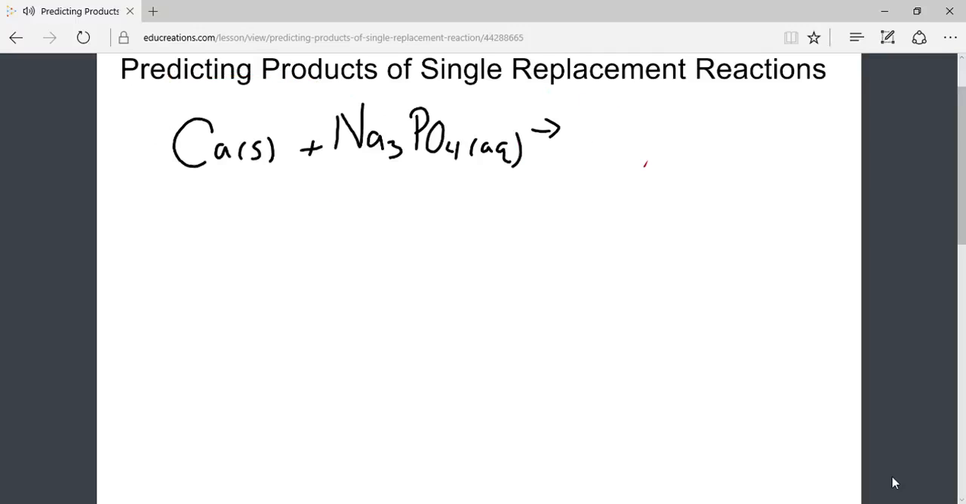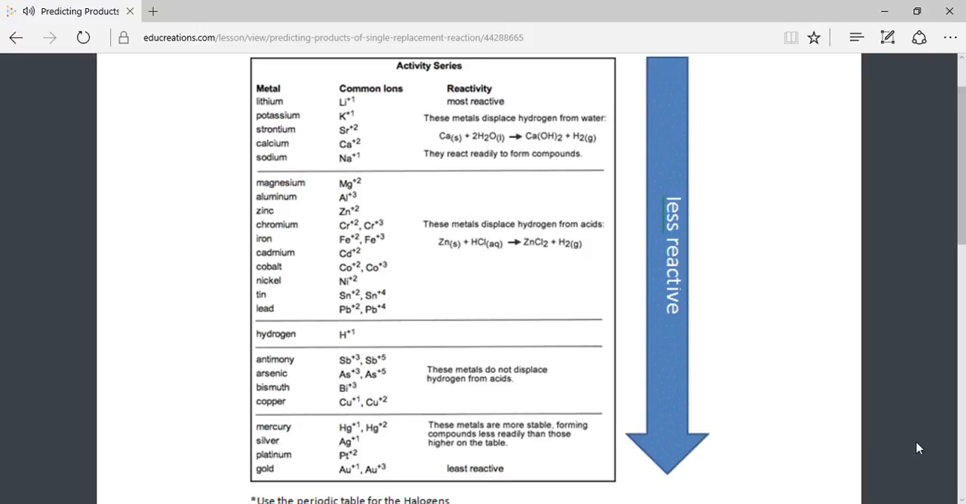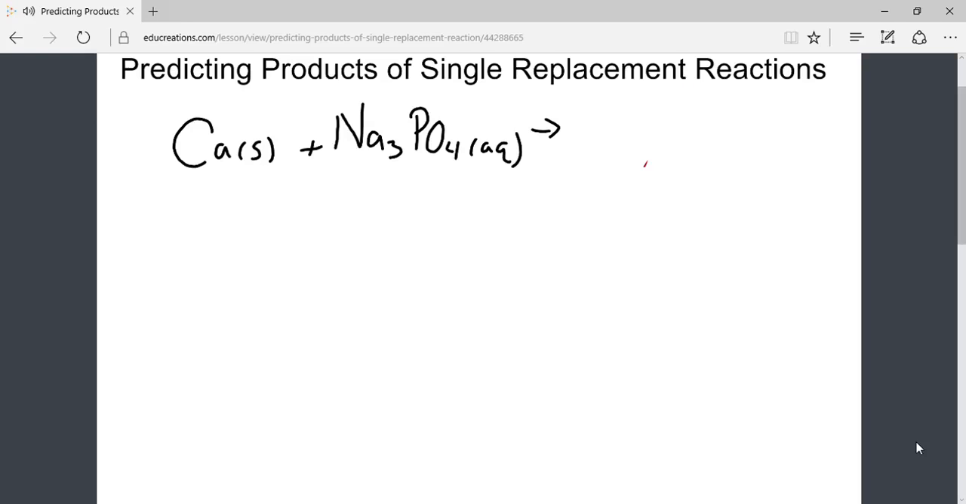Looking at this example, we can see that calcium is now the element by itself. Therefore, calcium would like to try to replace the element sodium, but can only do so if it's more reactive. When consulting the activity series chart, we can see that calcium is located above sodium, indicating calcium is more reactive than sodium. We can therefore assume a single replacement reaction should occur. Knowing this, we realize that sodium will be the element isolated by itself as a product, and calcium will join up with the PO4, or the phosphate ion.